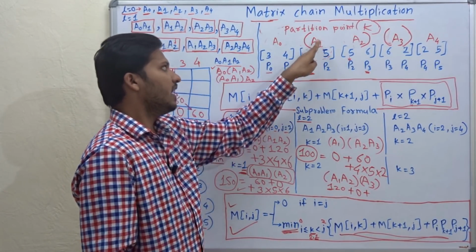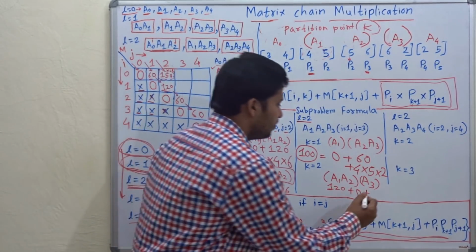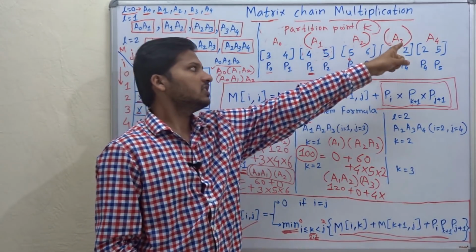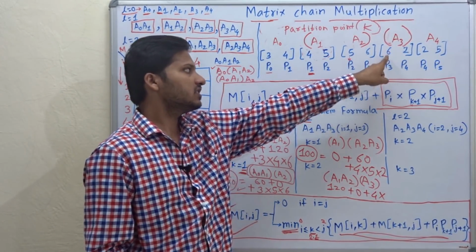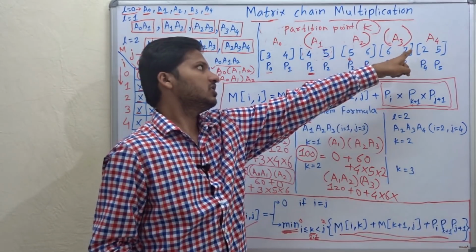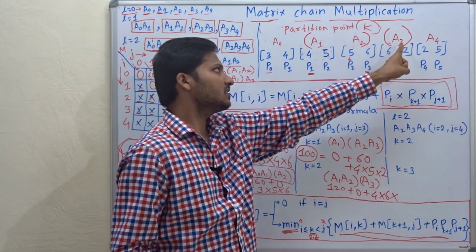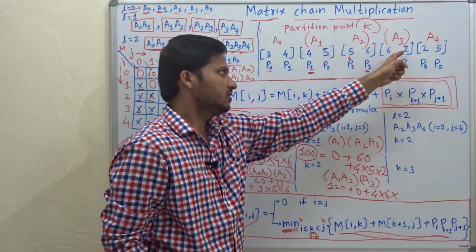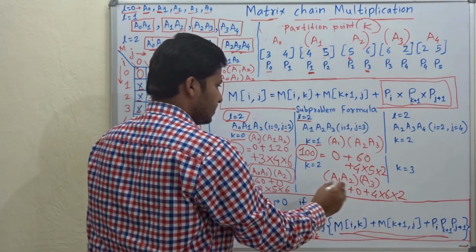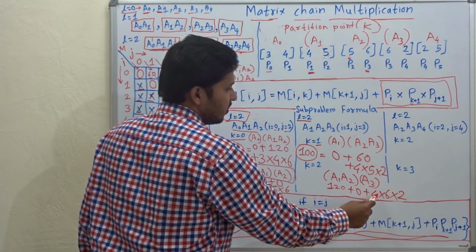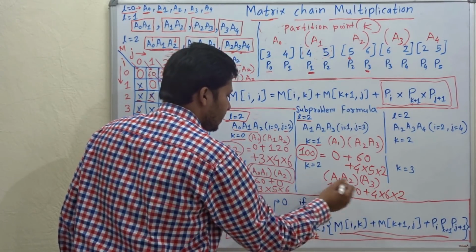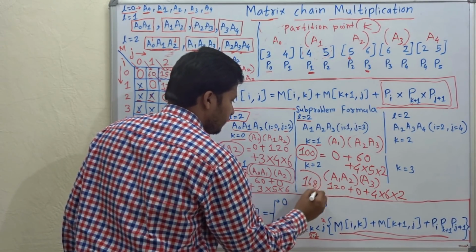P1, that is the first dimension of the first partition, so that is 4, into the first dimension of the second partition. A3 is the second partition, and its first dimension is 6, into the last dimension in this group, that is 2. So 4 into 6 into 2. So let's add: 120 plus 4 into 6 is 24, into 2 is 48. So that is 120 plus 48 is 168.